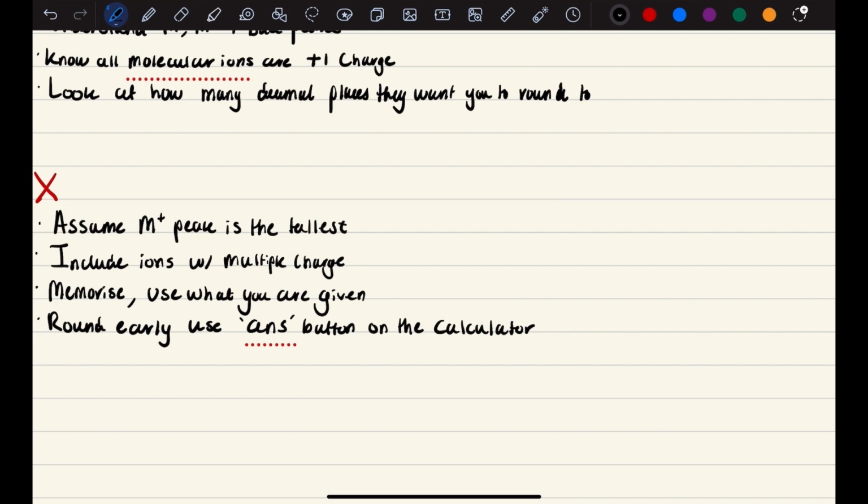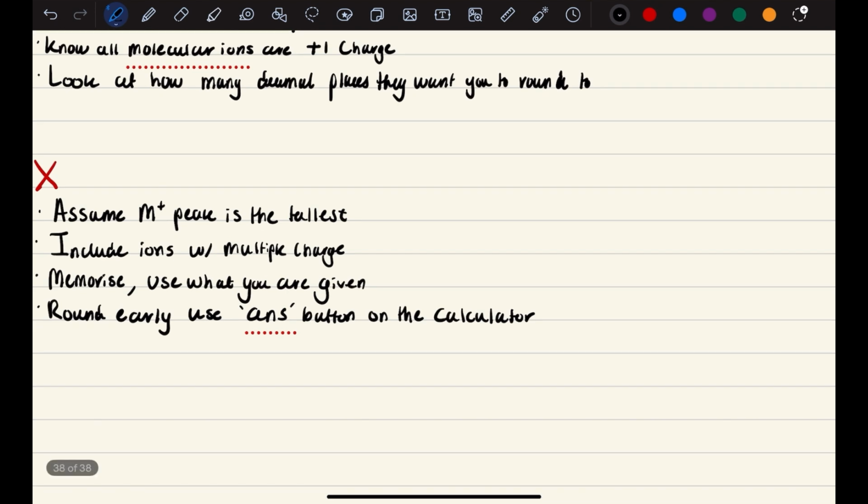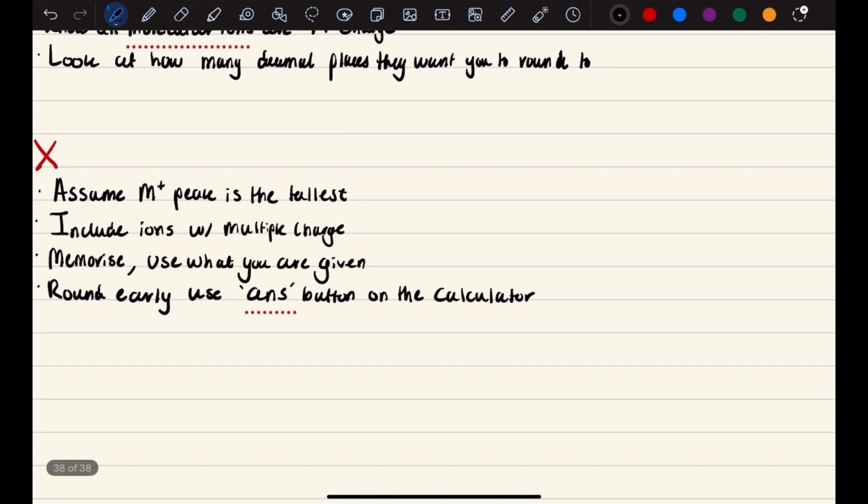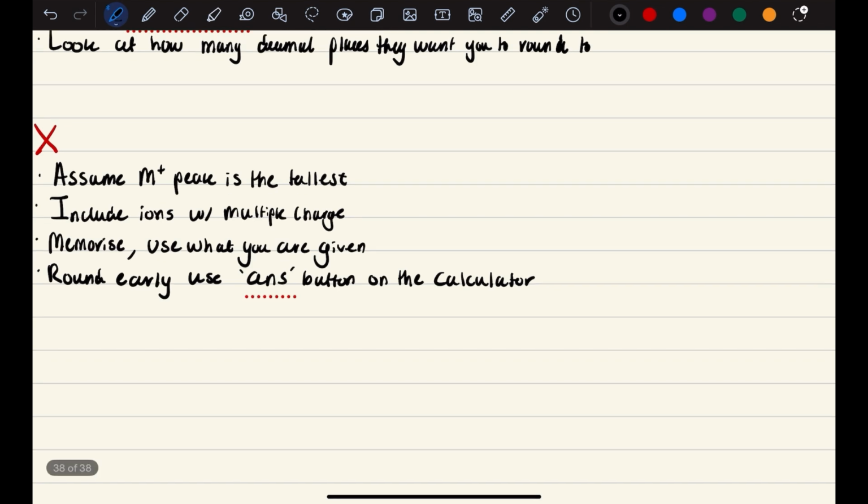Don't memorize different mass spec. This is more of an issue for module 4, which we'll get into when we get there. But don't memorize them. Look at what's in front of you and try to analyze that. And also, I would recommend when you're doing calculations, do not round early. If you need to, use the answer button on your calculator. If you round too early, you might end up getting the wrong answer, and that's really not nice. So just round at the end; it will be better for you.